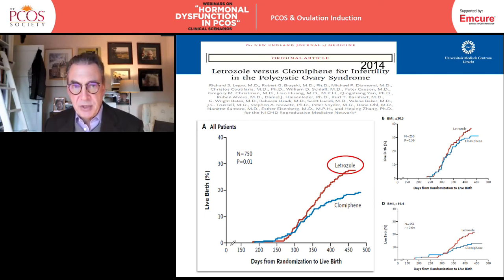A subsequent study, again the same Legro multi-center study, again published in the New England Journal 7 years later, compared clomiphene citrate and letrozole as first-line treatment. Their bottom line conclusion from this study was that letrozole is superior to clomiphene in relation to cumulative live birth rates. So I think these data are clear.